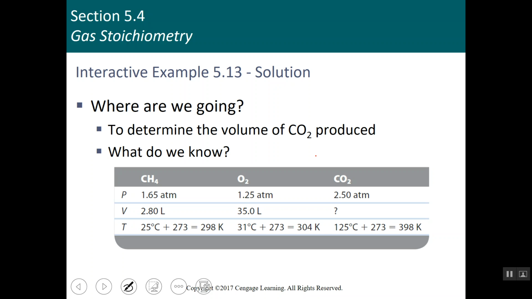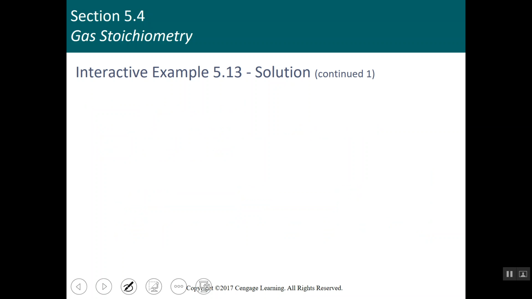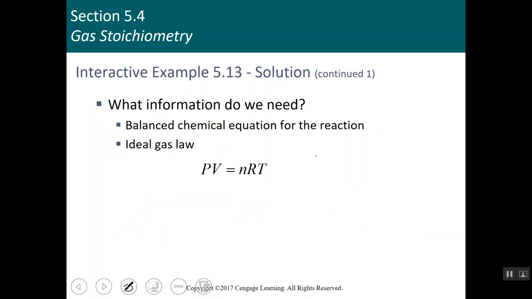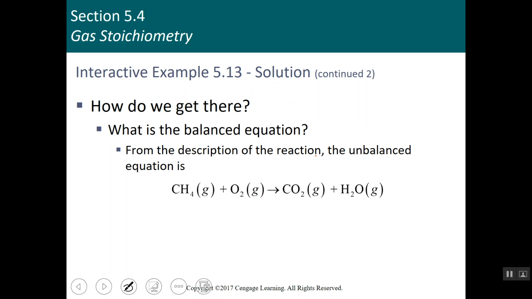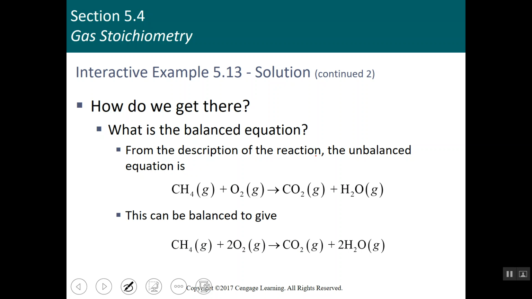So putting all of our information into a chart, we can use the ideal gas law to calculate the values that we need, which is moles, to determine the limiting reactant. We need R, we need the balanced equation. So we have methane reacting with oxygen to produce carbon dioxide and water. When we balance that, it's going to be 1 mole of methane reacting with 2 moles of oxygen, and since we're looking at carbon dioxide as the product, it is also 1 as well.